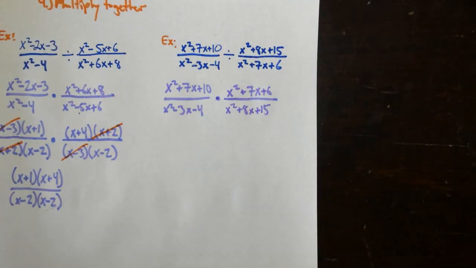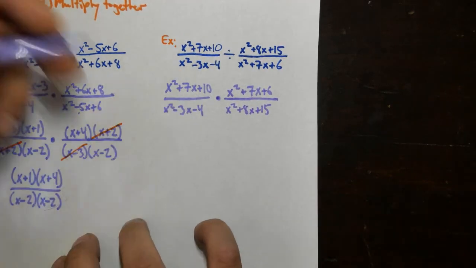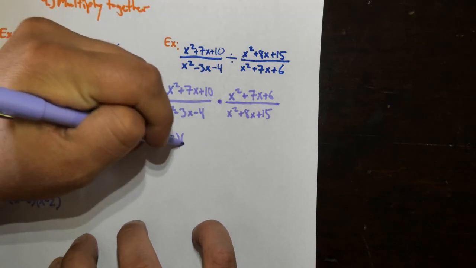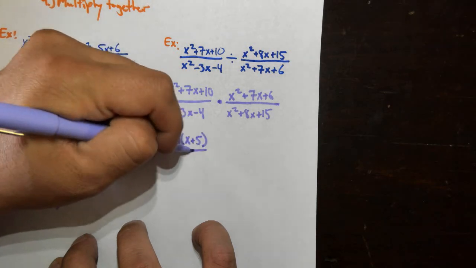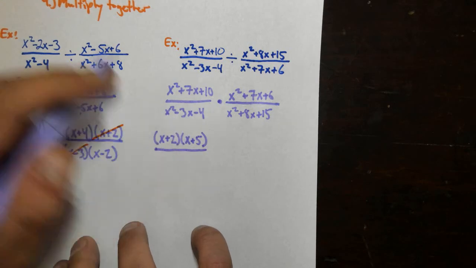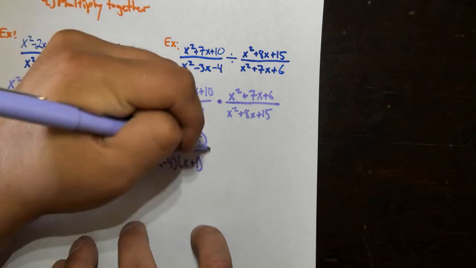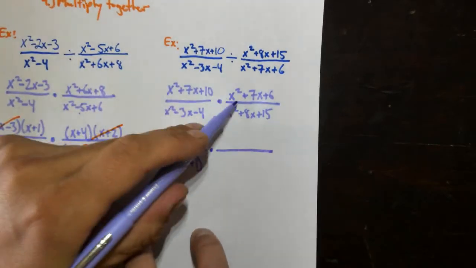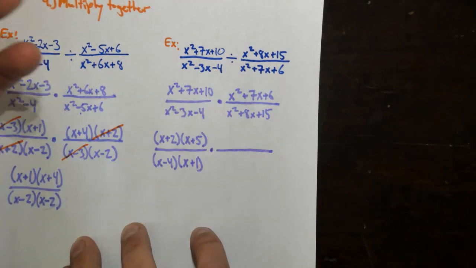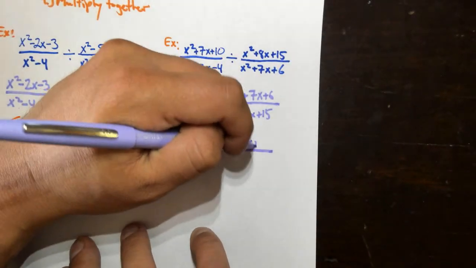So now it's time to factor these. Top left, two numbers that add to 7 and multiply to 10. Well, that's just going to be x plus 2 and x plus 5, divided by this one down here. Let's see, adds to negative 3, multiplies to negative 4. That would be negative 4 and positive 1. And then here, adds to 7, multiplies to 6. That would be 6 and 1, right? 6 plus 1 is 7, 6 times 1 is 6. So we have x plus 1, x plus 6.